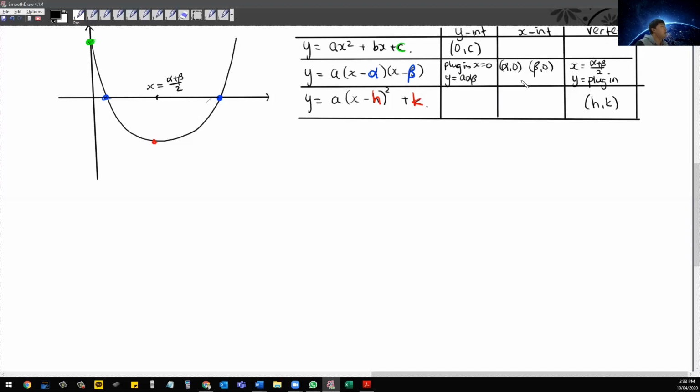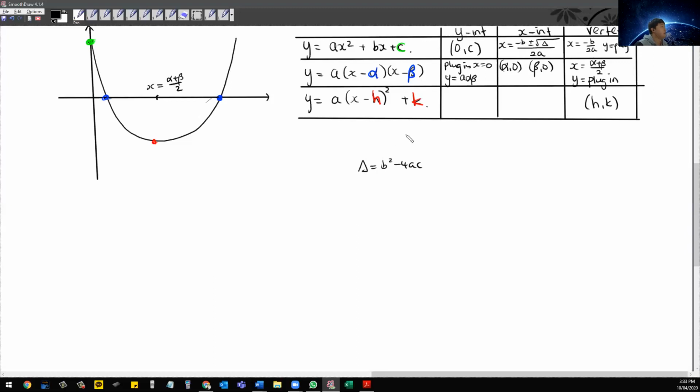And if you want to find the x-intercepts for this form here, then you have to use the quadratic formula: negative b plus or minus the square root of delta. Remember delta is b squared minus 4ac. Have you gone through that as well? Yep, over 2a. So you know this formula, right? And the vertex is given by x equals negative b over 2a, and the y is plug in.